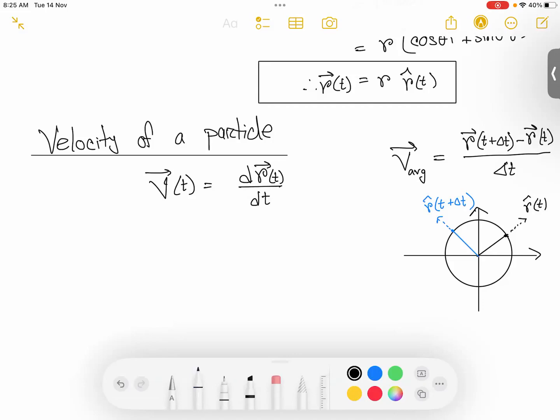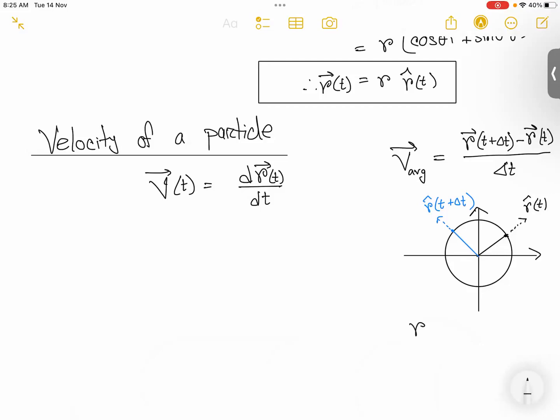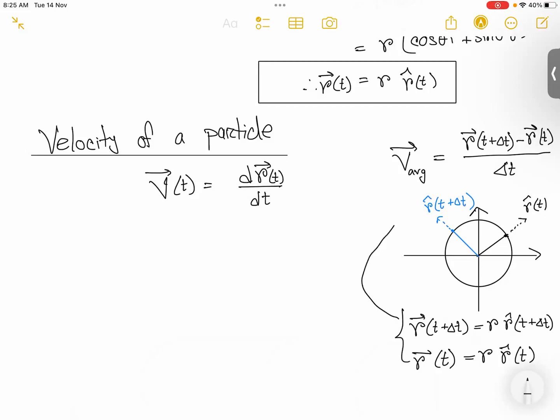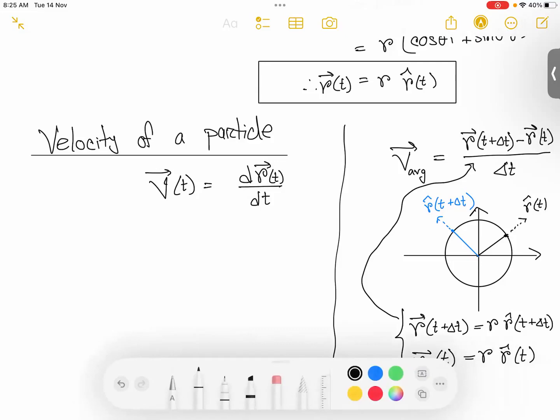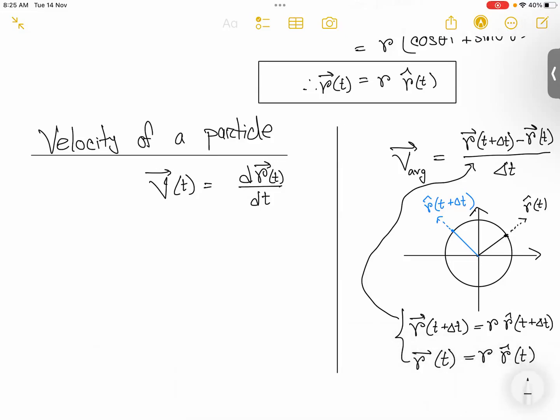Because our position at t plus delta t is nothing but r into r hat of t plus delta t. Similarly, position at time t is nothing but r into r hat of t. You can plug these two things in this equation, and you'll find how to calculate the average velocity. But let's move on to finding the instantaneous velocity, which is more important for us to calculate.